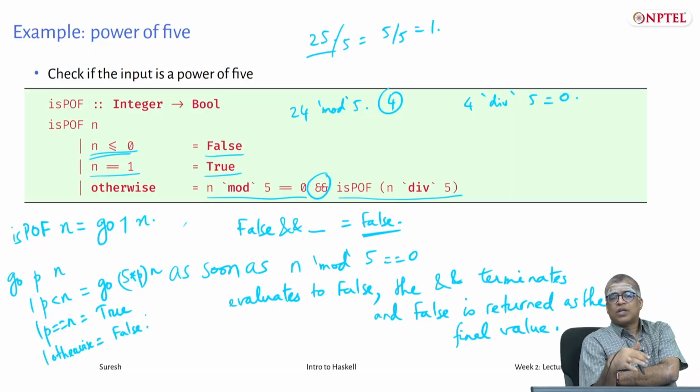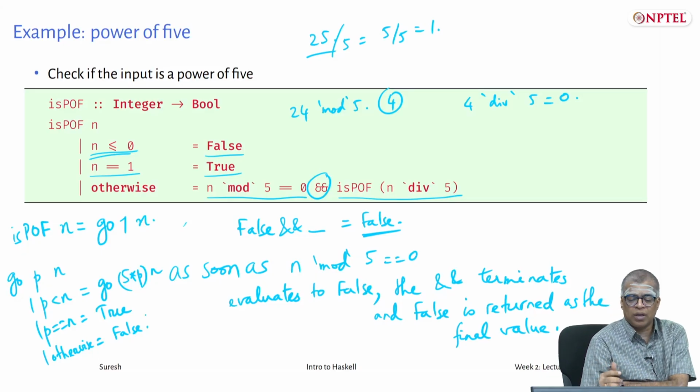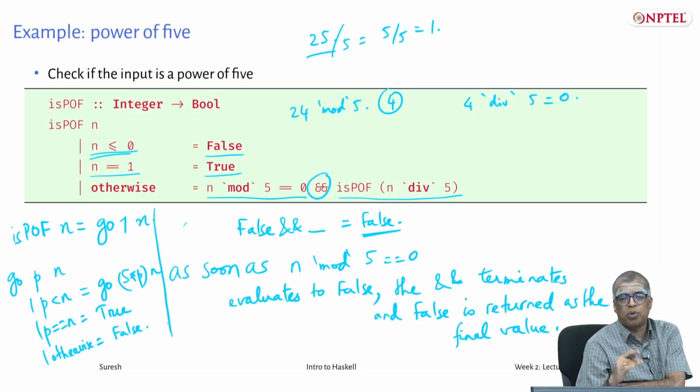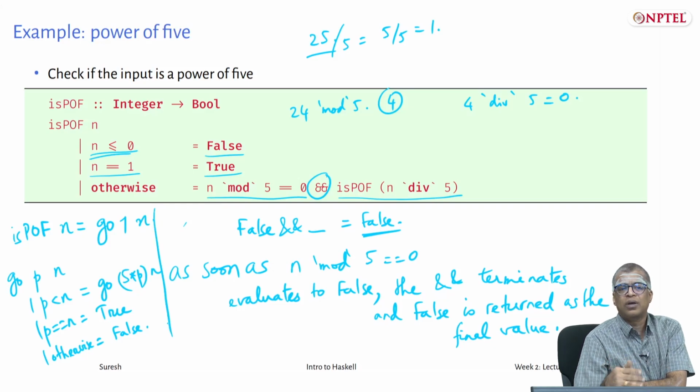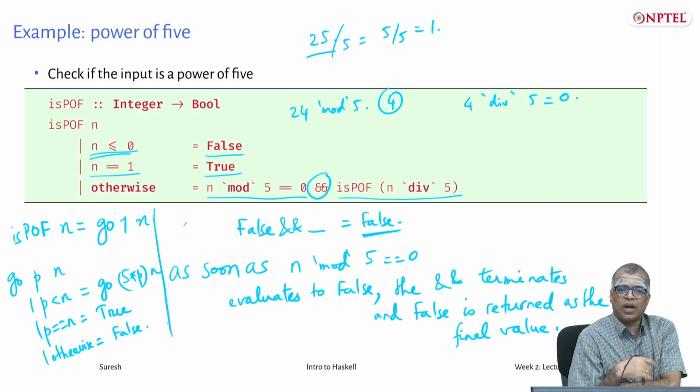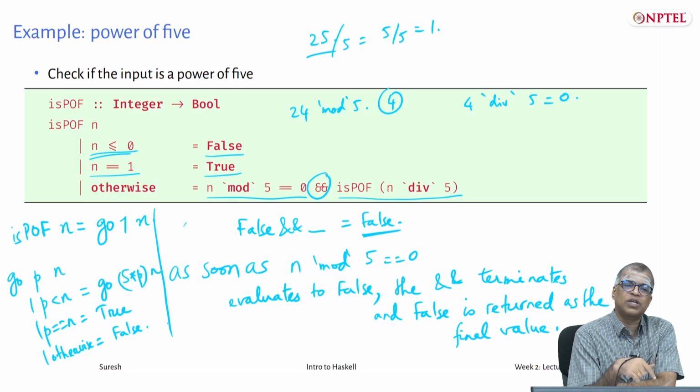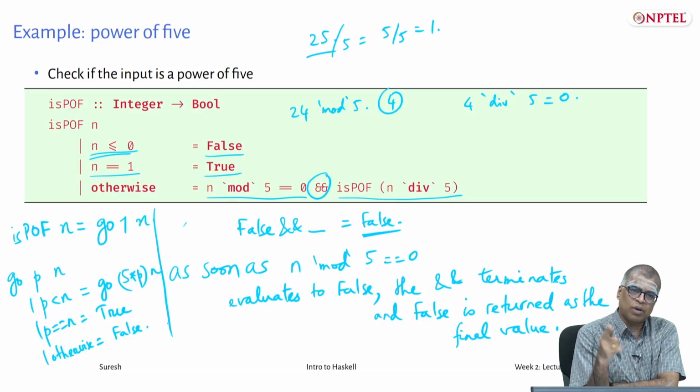Okay. So, there are multiple ways of programming the same thing. Remember that we are not talking about two different styles of programming, we are talking about two different algorithms totally. Okay. In one case, you are trying to start with 1 and keep on multiplying it by 5 and see if you reach n. In the other case, you are keeping on dividing n by 5 and see if you reach 1. Okay.